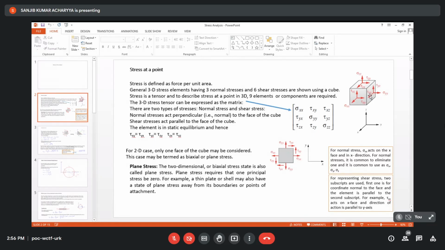Now, sometimes for analysis, we may consider stress on a plane only. Naturally, there it is assumed that in the third direction there is no stress at all. So again, the stress components will be reduced. Instead of sigma xx, sigma yy, sigma zz, suppose it is in the xy plane, then sigma xx and sigma yy will be there, sigma zz will vanish.